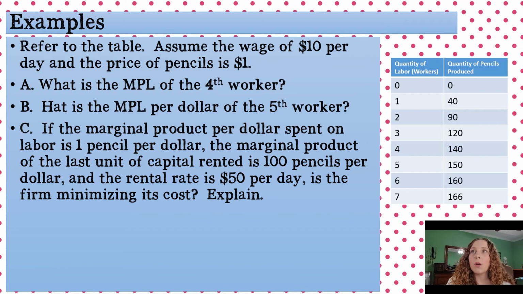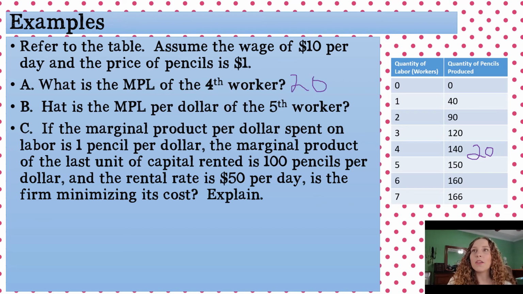First it asks us what the marginal product of labor of the fourth worker is. Well, we're going to need to see how much more product they gain when they go to that fourth worker, and they go from 120 products or pencils in this case at the third worker to 140 at the fourth worker. So the marginal product of labor of that fourth worker is 20, because as we go from 120 to 140, they're gaining 20 additional pencils or product there. So the answer there is 20.